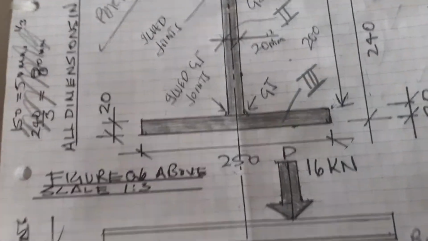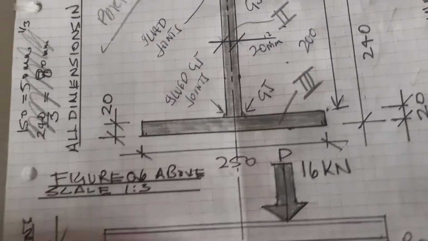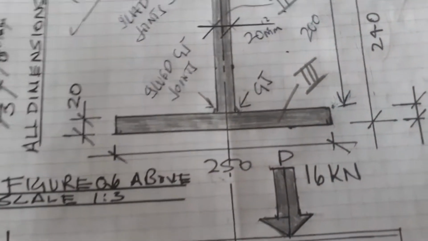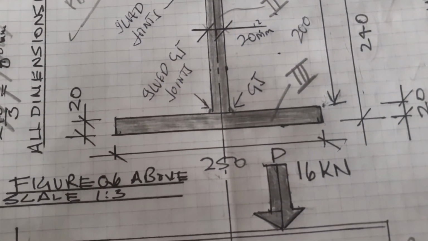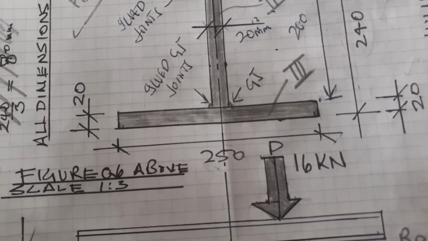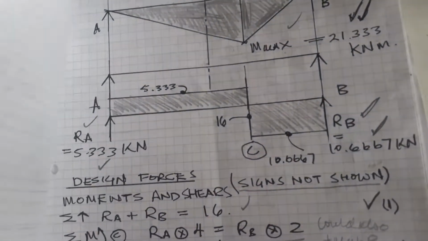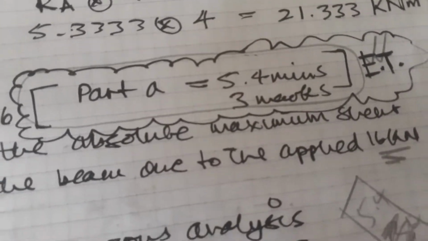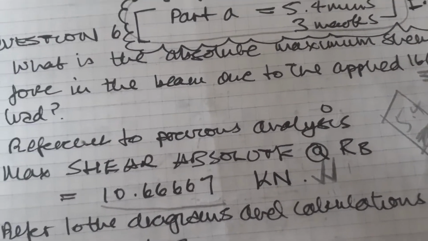For the exam technique, I think it was 20 marks again, so that works out as 36 minutes, so almost 40 minutes, but we've got to try and fit everything in within 36 minutes. So the first part of the question says, part A, which is 3 marks, that's 5.4 minutes. What is the absolute maximum shear force in the beam due to the applied load?